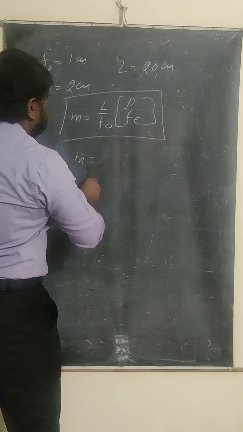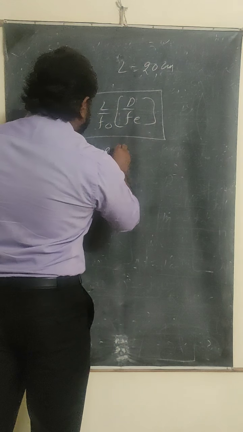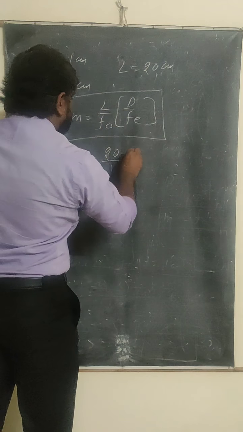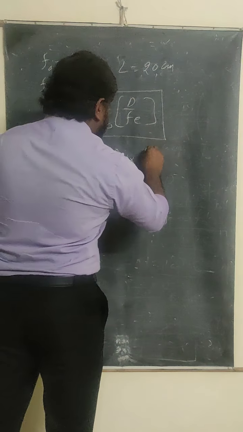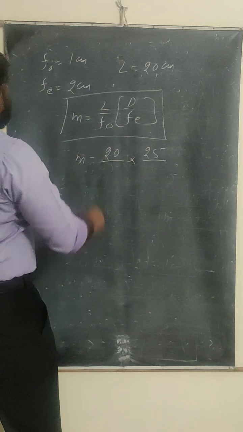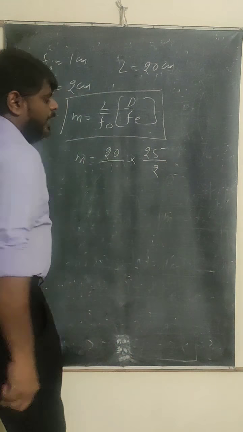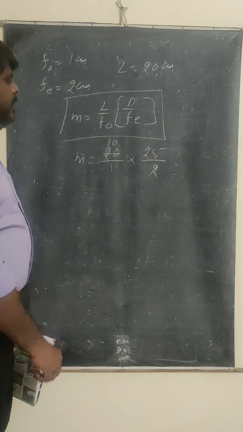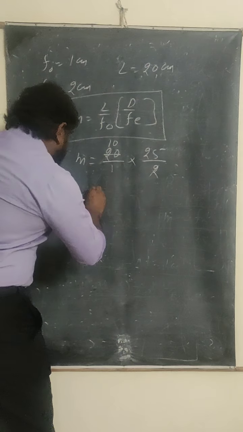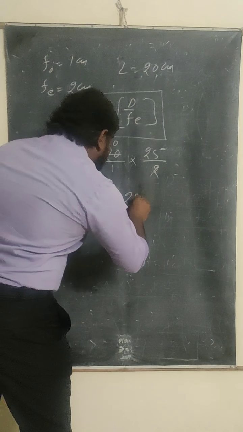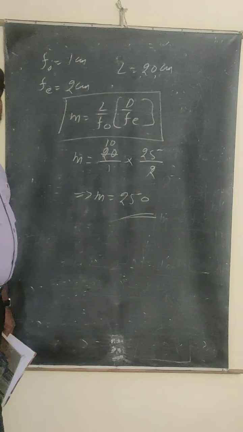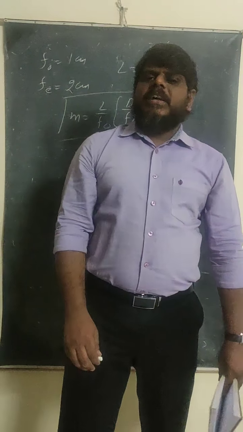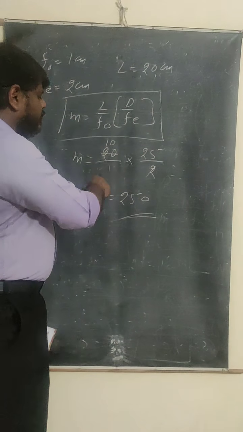Let us substitute the values. M is equal to L, which is 20, by F naught, which is 1, into D, which is 25, by Fe, which is 2. If you simplify this, 2 ones are and 2 tens are there, and 25 into 10 will be 250. So that implies M is equal to 250. This is the magnification, and we know that magnification has no units itself. So this is the formula.